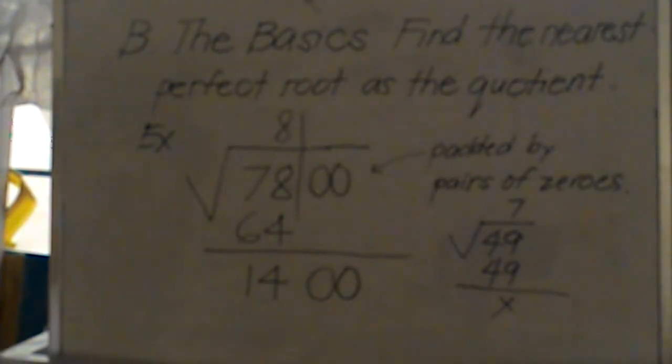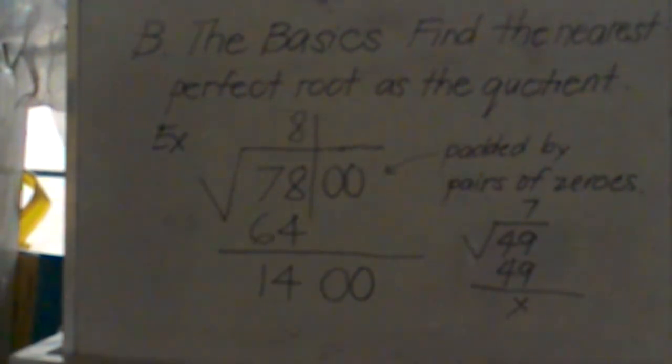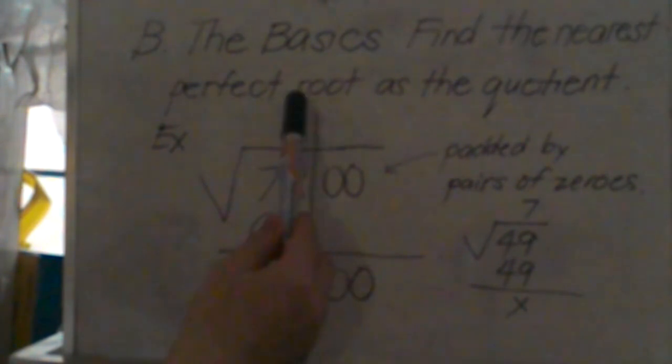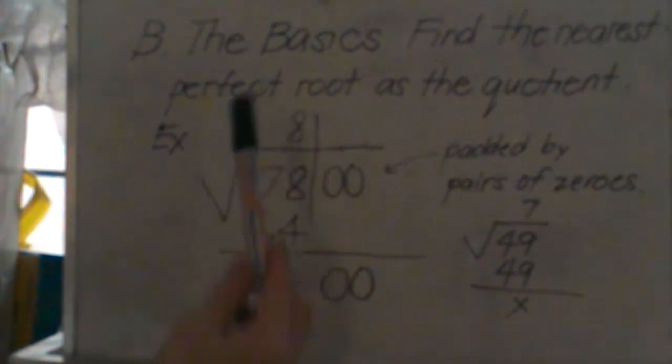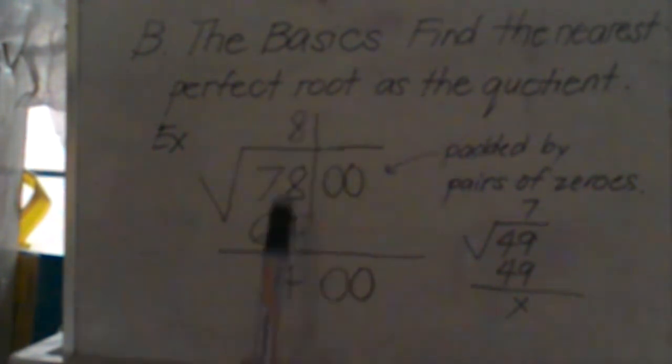Now we go to the basics. Now the idea is to find the nearest perfect root as the quotient. And the nearest perfect root for 78 is 64. That's why we write 8 up here, because 8 times 8 is 64, giving you a difference of 14.